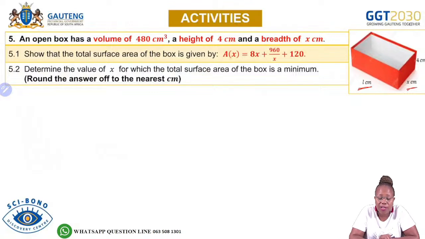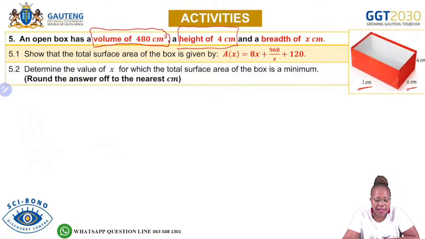But let's look at what is given. You are given the volume, and you are also given the height of the container. The breadth is in terms of x, and the length, we don't know the length there. And then they say show that the total surface area of the box is given by that particular formula. The total surface area of the box.